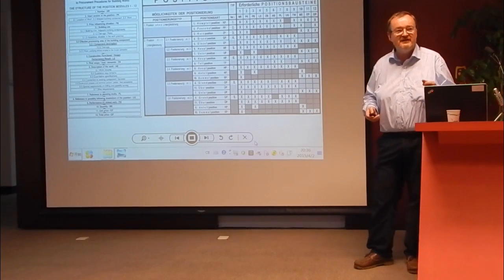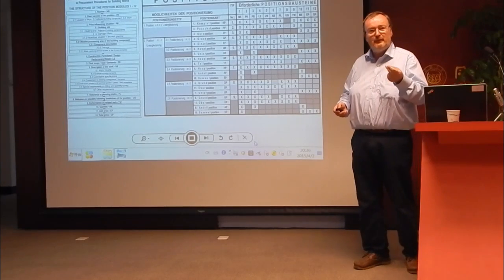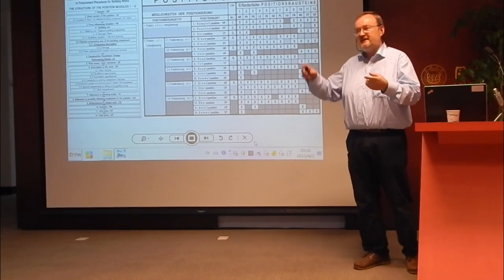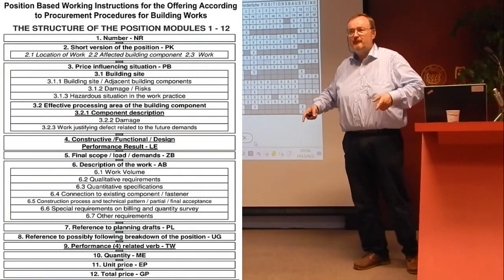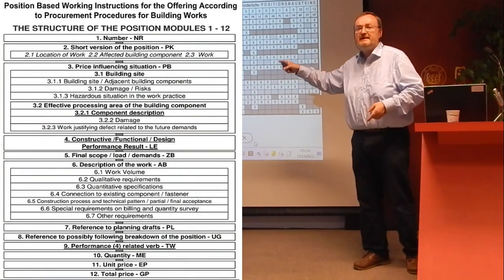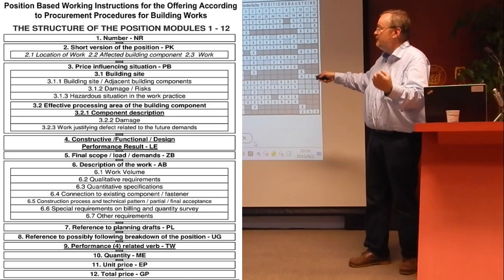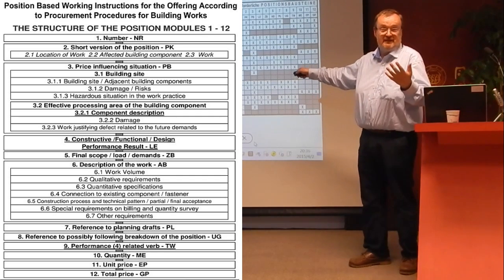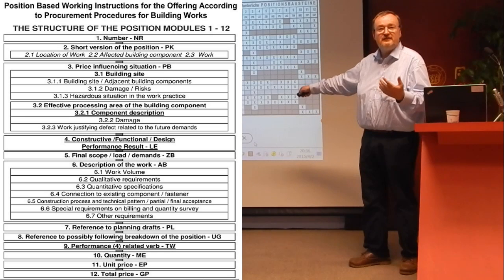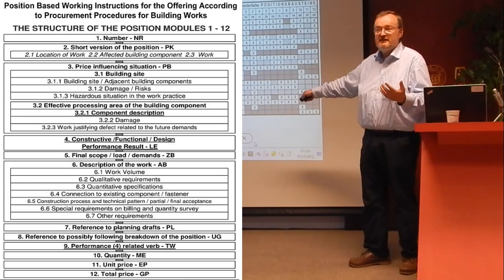The challenge is to describe the work exactly, so that they cannot go outside the treaty. And all is written, what must be done, down to the last nail. We need 12 text modules to make the description. First, that's logical and number. In the end, the total price for the work. That is easy.